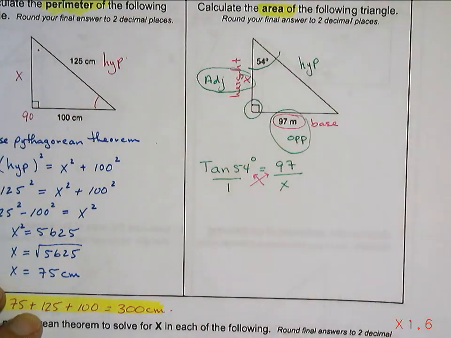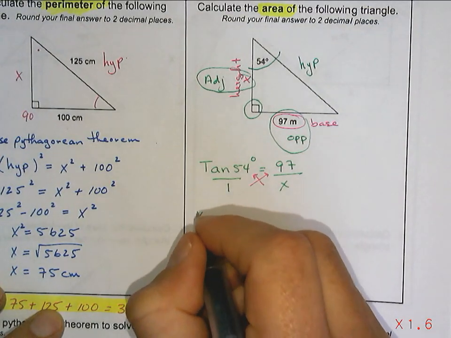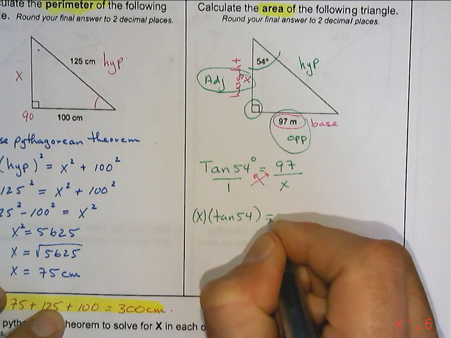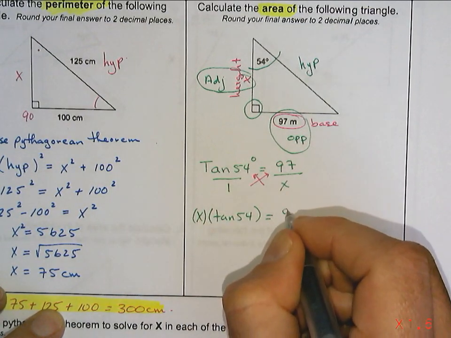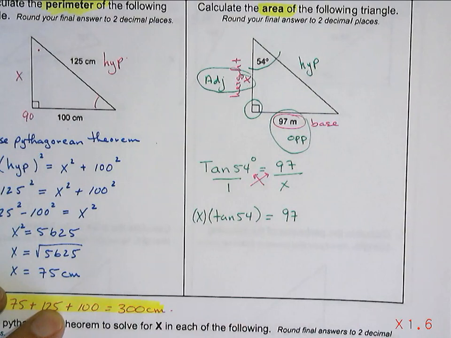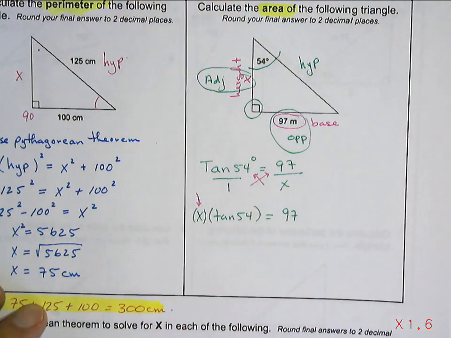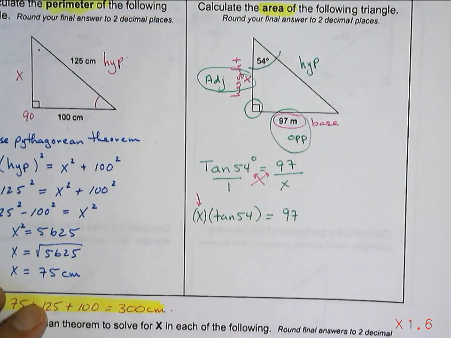If we cross multiply, we end up with x times tan of 54 equals 1 times 97. And 1 times 97 is just 97, so I'm just going to leave it as 97. Now, you have to take a break at that point. You have to rest and sort of shake your head and say, what do I do next? So you look at what you're given and you notice that you want to isolate this x. You want that x by itself. And you notice it's being multiplied by tan of 54.